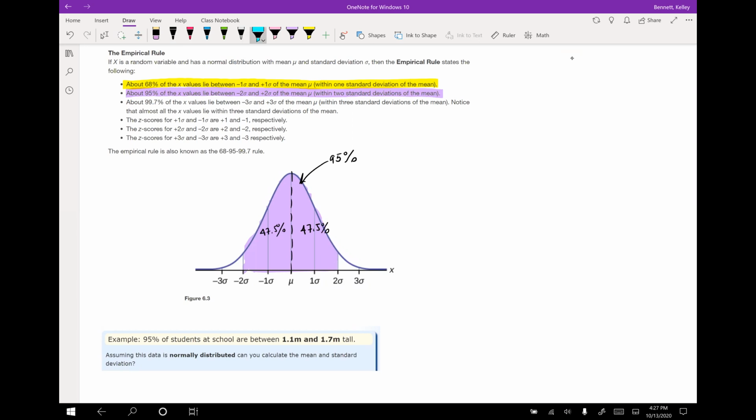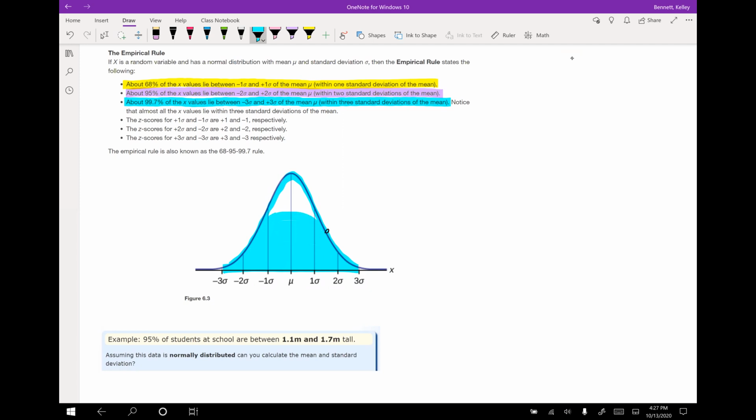The last tier is going to be for the 99.7%. So 99.7% of X values lie within 3 standard deviations of the mean. What we take that to represent is I can go up 3 standard deviations and down 3 standard deviations. In this area here, most of our values are going to be within 3 standard deviations.